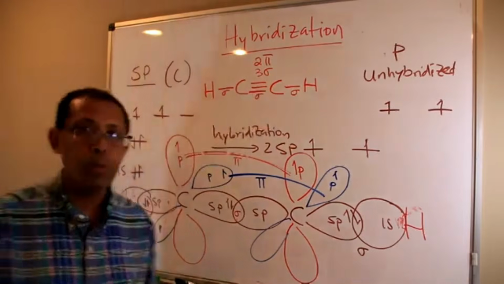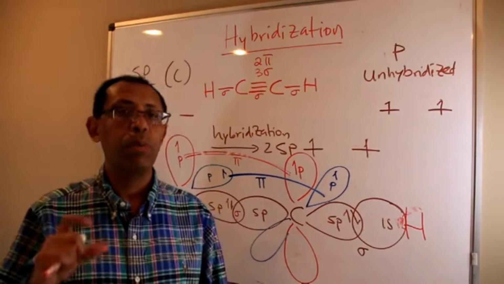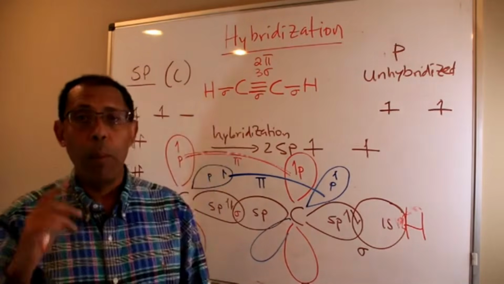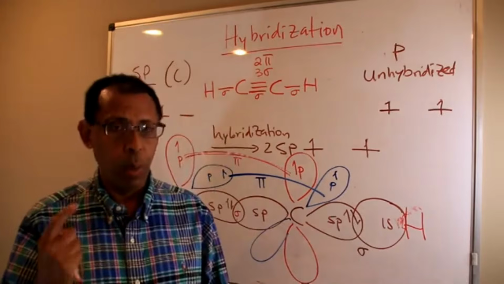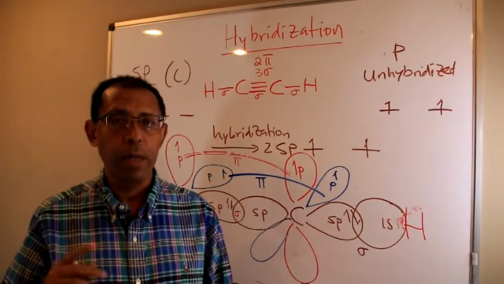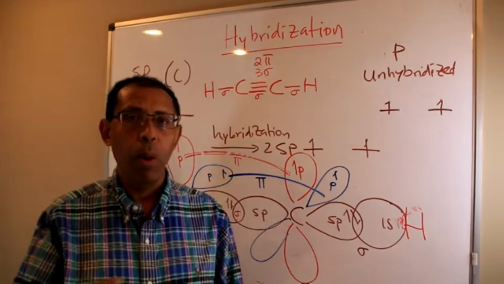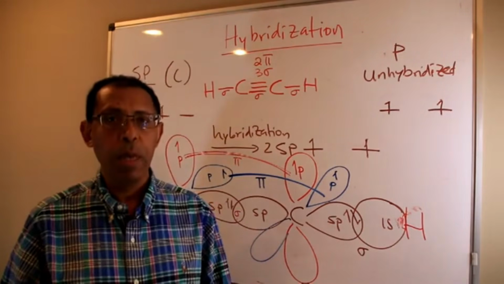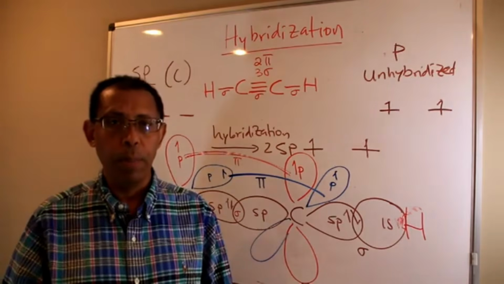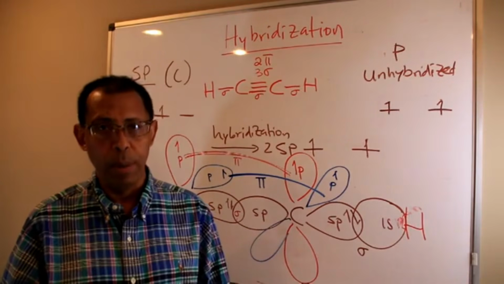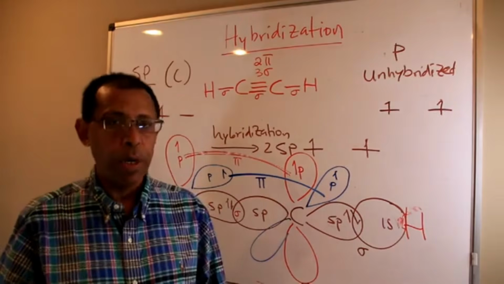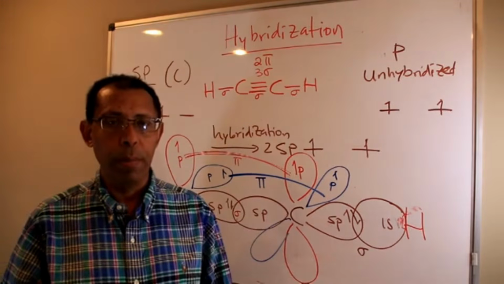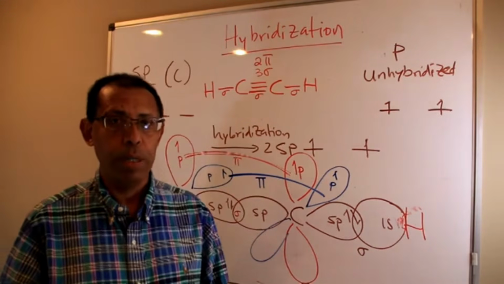So sp2 makes a pi bond, which is a double bond. sp also makes 2 pi bonds and 1 sigma bond to make a triple bond. Now sp3 always makes all sigma bonds. sp2 makes 1 pi bond and 1 sigma bond, that means a double bond. sp hybridized orbitals can make 2 pi bonds and 1 sigma bond, that is a triple bond.